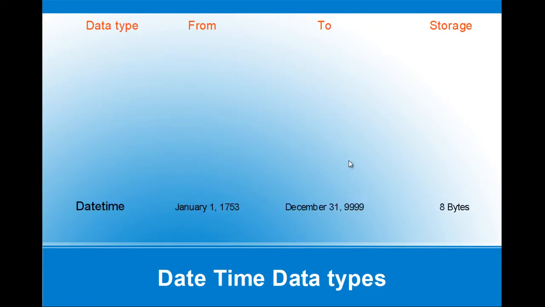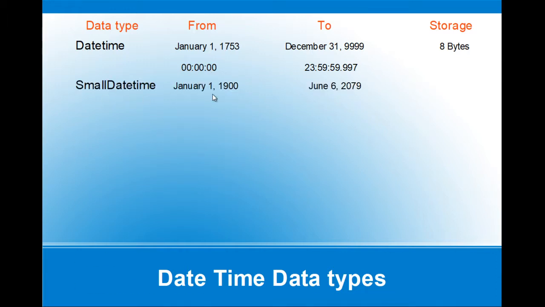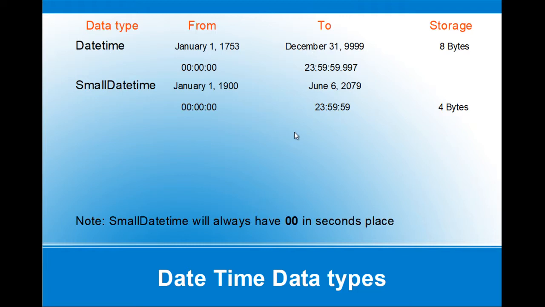The next one is datetime data types. These data types are used to store date or datetime values. The first one is the datetime, which stores the data from January 1st 1753 to December 31st 9999. It takes 8 bytes, and this is the timestamp precision. And small date time, which stores the data from this particular date to this particular date, and this is the precision for this, and it takes 4 bytes. The small date time will store the seconds as 00. And if you are using this one, it will round off to the next value.